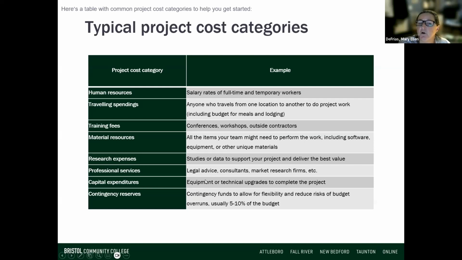Capital is your equipment or expensive things that you can capitalize out over time, right? They were expensive to buy, but you're going to capitalize them out over a period of time because you're not buying them every single year. And then we talked about your contingency fund.